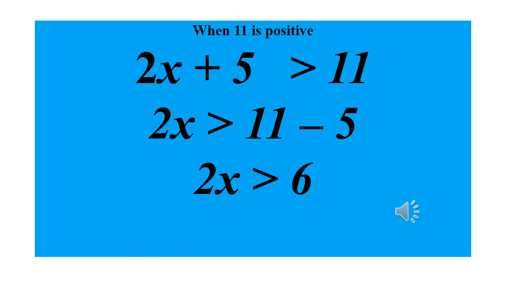Now, when our 11 is positive, then we are going to have 2x greater than 11 minus 5. That is, we collect the like terms. The two strokes are no more there. So we now have 11 minus 5 is 6. So we have 2x greater than 6.